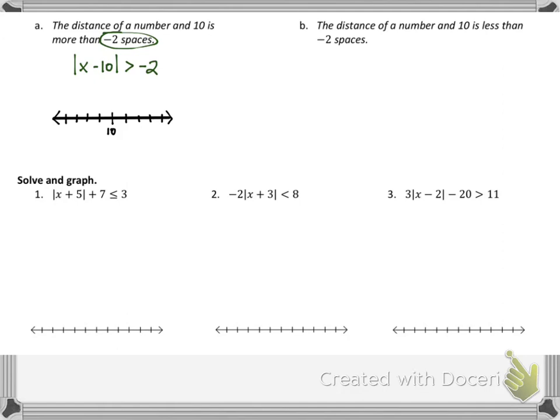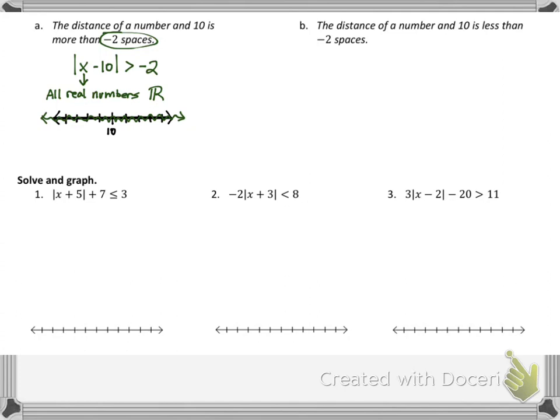the distance between some number and 10 is more than negative 2 spaces. Well, negative 2 spaces doesn't even exist. Any number of spaces is bigger than negative 2 spaces. So all of these numbers here on the right side of the 10 and all of these numbers on the left side of the 10 is more spaces than negative 2 spaces. So if it's an infinite amount, what that means is this is always true, right? And so what that means is my mystery number can be any real number, all real numbers.